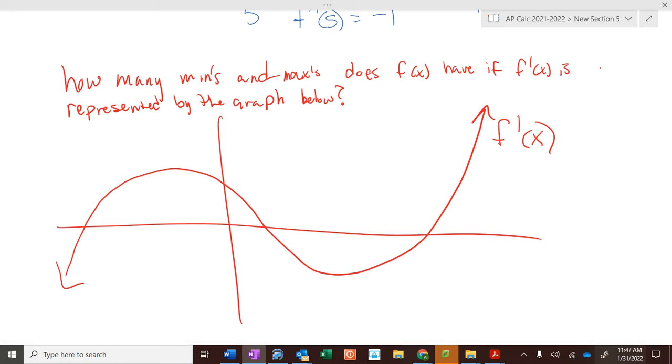Okay. Now be careful on this one. How many mins and maxes does the function have if the first derivative is represented by the graph below? Shh. Just think first before you start shouting out answers. How many mins and maxes, and these would be relative mins and maxes, not absolute mins and maxes, if this is the first derivative of the function?